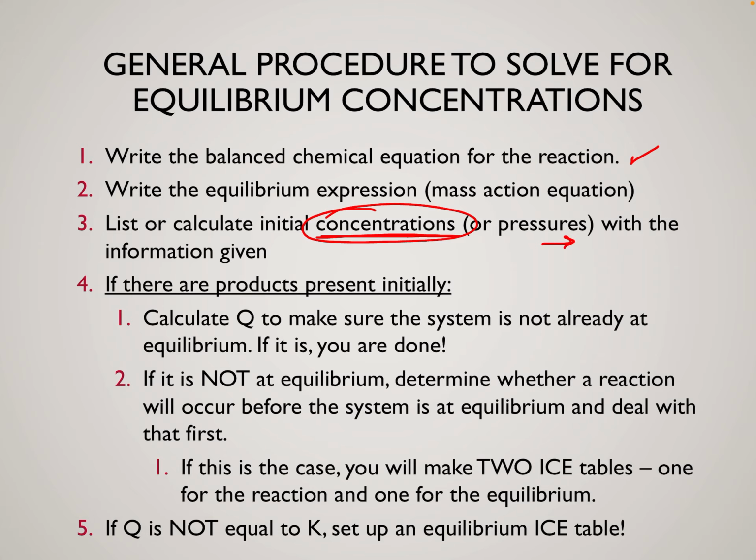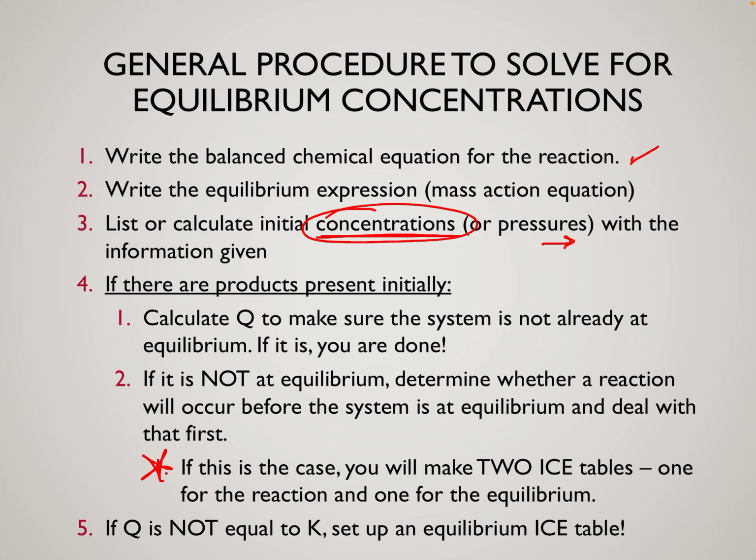But there's sometimes that you will actually need to deal with a reaction first. And we're going to see an example of this. And if that happens, then lucky you, you get to make 2 ice tables. Not 1, but 2. Because there are some scenarios where you'll need to deal with the reaction, like we talked about before when we were talking about the molarity of leftover ions and looking at how much product is formed. And then you'll need to do another one once you get to equilibrium.